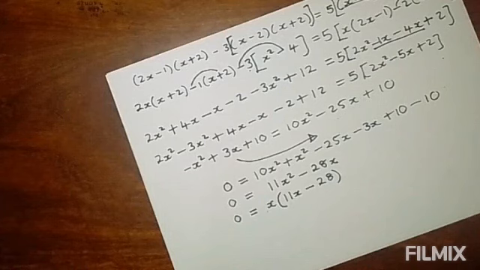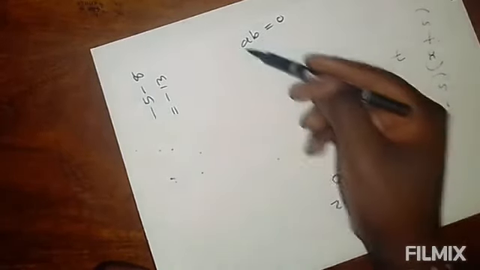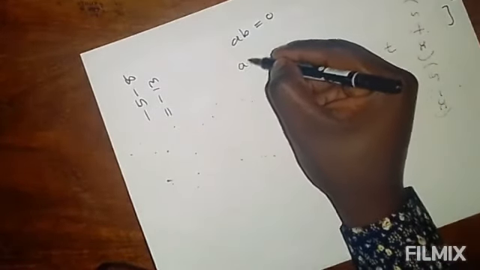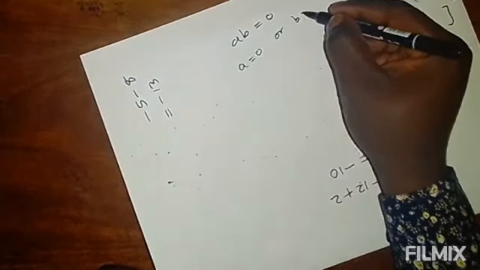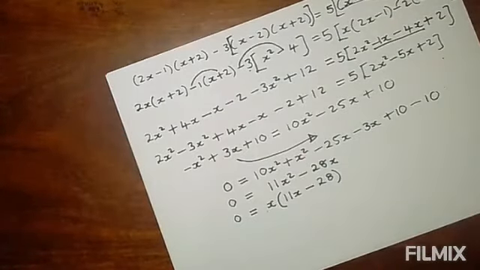So when two expressions are multiplying each other and on the other side you have got a 0, it means that one of those terms is a 0 as well. Take for example, you have got AB is equal to 0. For AB to be 0, it's either A is 0 or B is 0. The same applies: if x open bracket 11x minus 28, the product is giving you a 0, it means that it's either x is 0 or 11x minus 28 is 0.